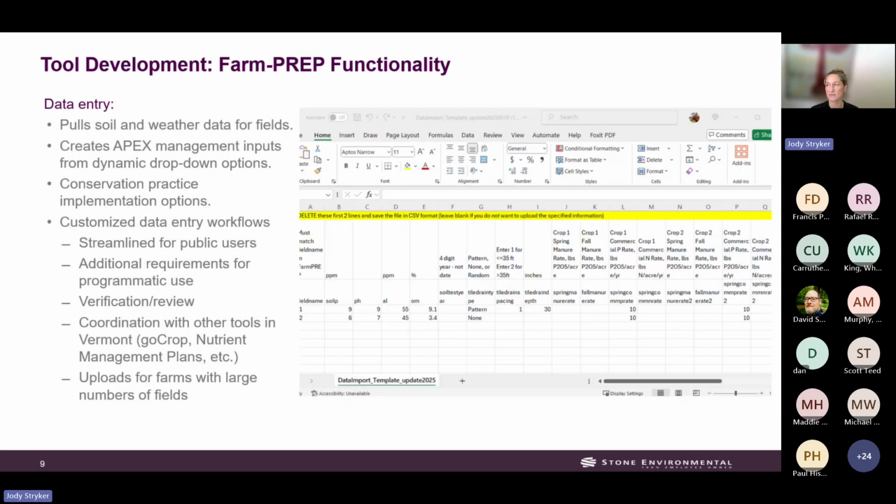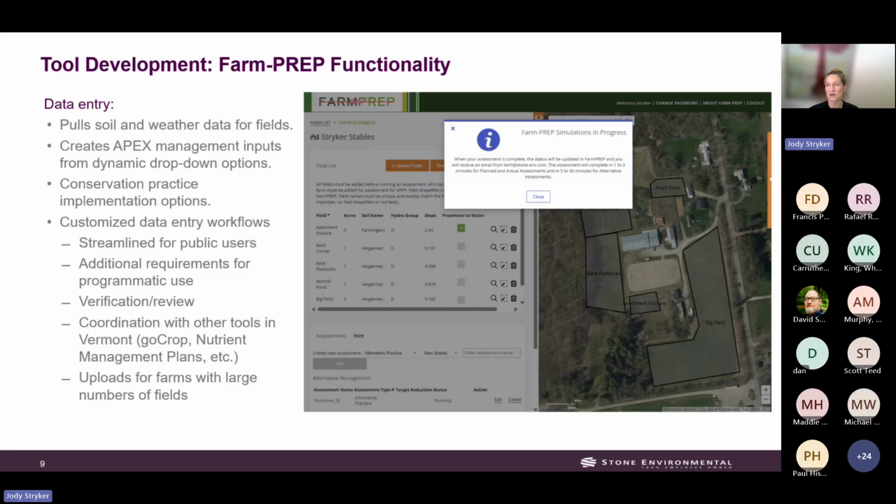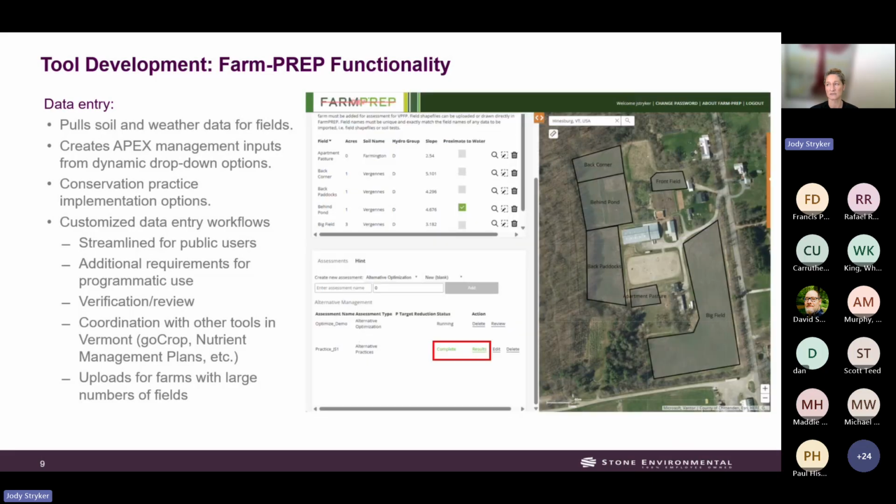Field management is specified by all users by a series of dynamic drop-downs. And again, the tool walks users through providing that information. We've also developed some specific tools or functionality that further support this, such as the ability to upload soil test information and manure application rates for all of your fields at once.